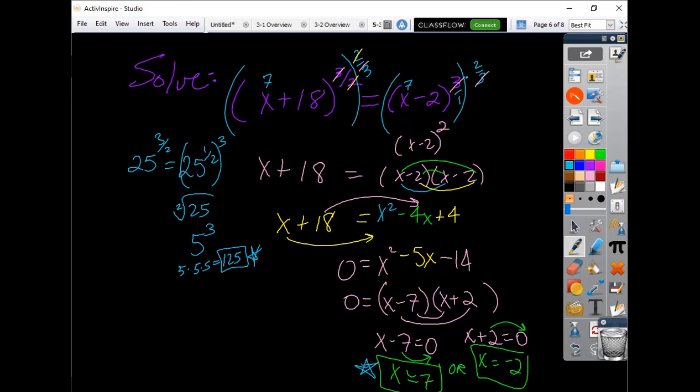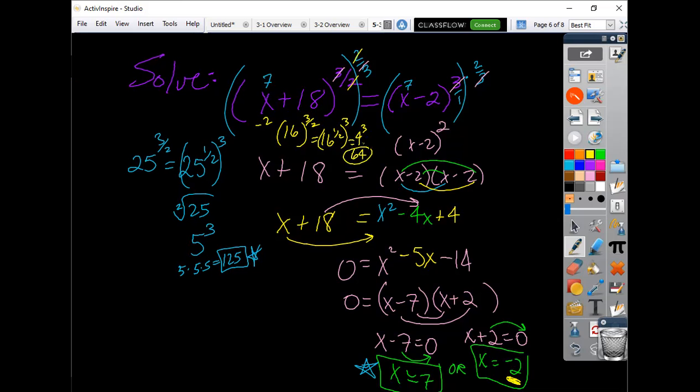And then what about the negative 2? Negative 2 plus 18 would be 16. And that same thing, 3/2. Remember the 1/2, it's like 16 to the 1/2 and then to the third. So this is the square root of 16, 4 to the third, which I happen to remember is 64.